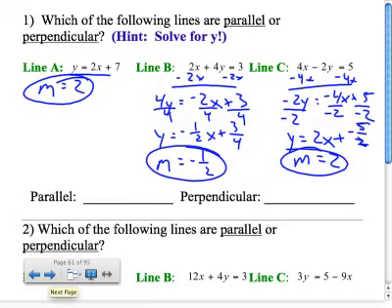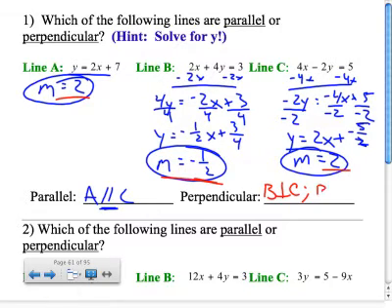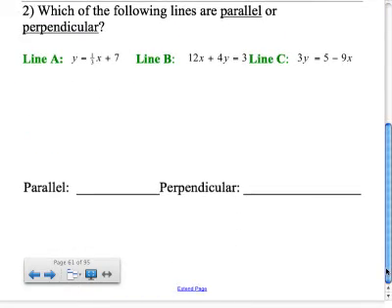So the parallel lines are clearly going to be lines A and C. That's what we use for parallel right there, those two little slanted lines. So A is parallel to C. And we also know, based on the fact that this is positive 2 and this is negative 1 over 2, they're opposites, one's positive, one's negative, and they are reciprocals of each other. Therefore, line B is perpendicular to C, and by the same argument, B is also perpendicular to A. So if you're asked to determine whether lines are parallel or perpendicular, find their slopes and compare them.